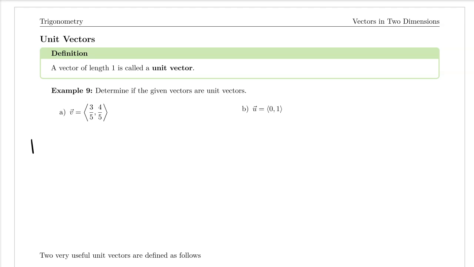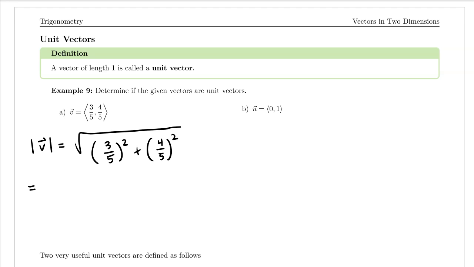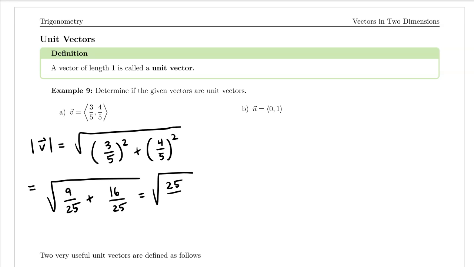So in order to do that, in part A, I need to calculate the magnitude of this vector. So it's going to be equal to the square root of 3/5 quantity squared plus 4/5 quantity squared. So let's simplify this and see if it ends up equaling 1. So finally, we get that the magnitude of vector v here is equal to 1. Therefore, vector v is a unit vector.